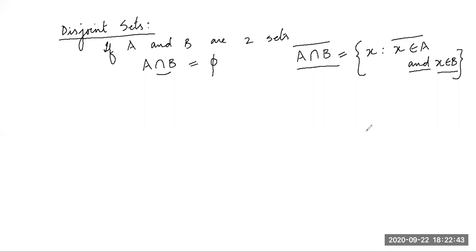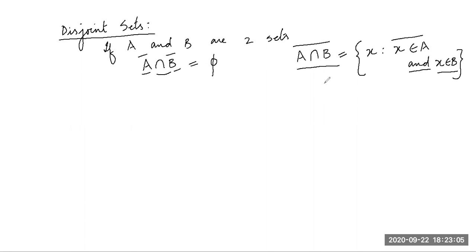Not hearing any voice from other students, but that's okay. That's perfectly fine. So A intersection B is a null set. What does it mean? This means that there's nothing common between A and B. Am I right, students? Had there been something common between A and B, this set would have contained some elements.